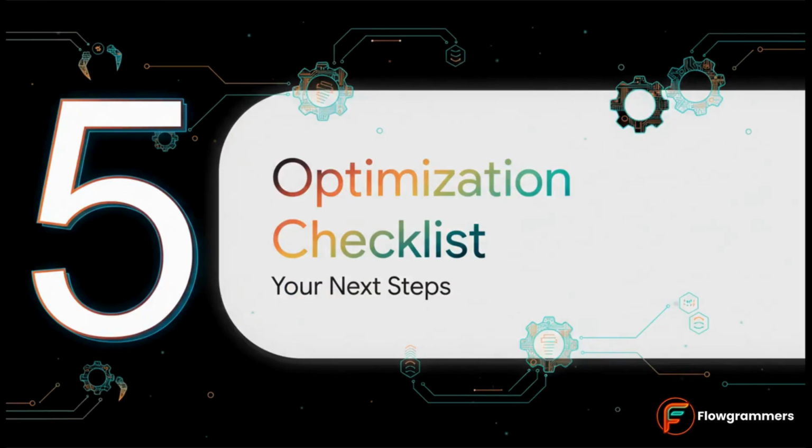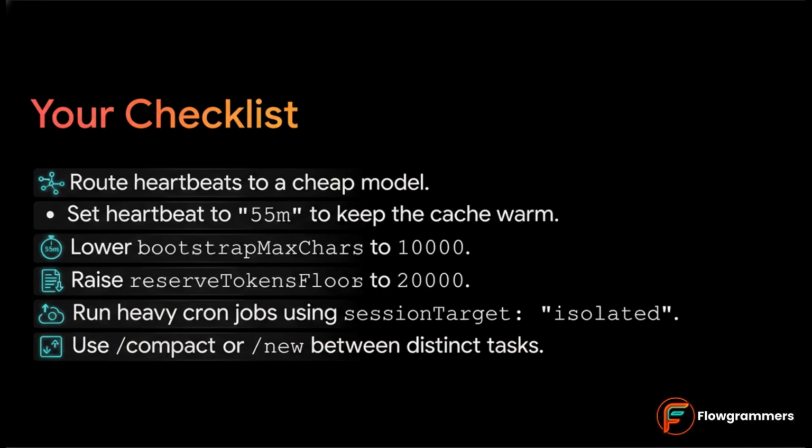So let's pull all these fixes together into one final, actionable checklist for you. Seriously, run through this list after you're done here. Route your heartbeats to a cheap model. Set that heartbeat to 55 minutes. Lower your bootstrap max chars and raise your reserve tokens floor. Run those heavy cron jobs in isolated sessions. And get into the habit of using the /compact or /new commands whenever you switch between big projects. And remember, an optimized agent isn't just cheaper, it's actually faster and way more stable.